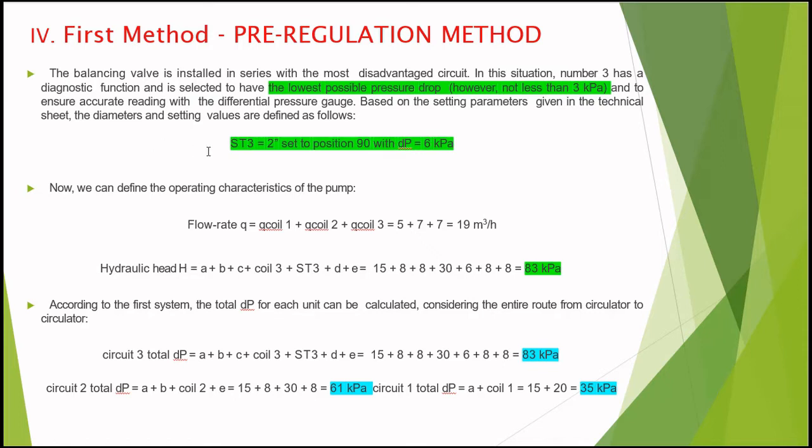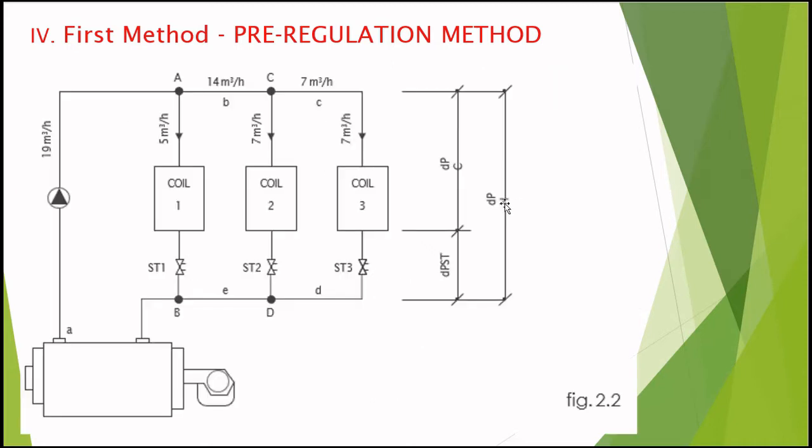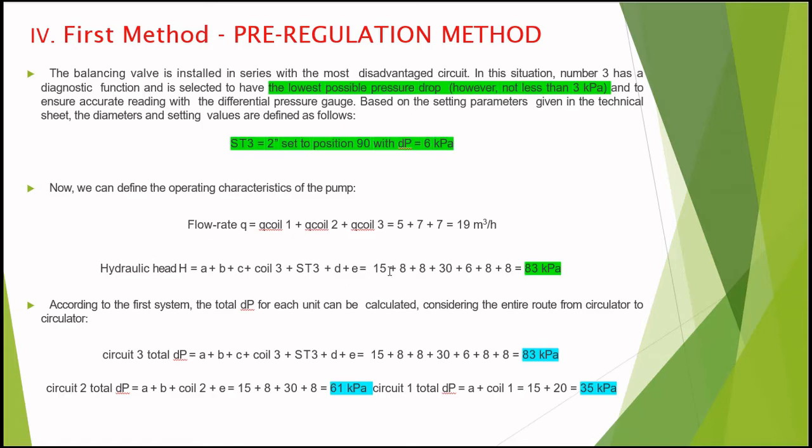Static balancing valve number 3 is 2 inch, set to position 90 with dP 6 kPa. So we will consider this static number 3, 2 inch with setting 90 and dP 6 kPa. So considering this, flow rate Q, total flow. Now we can define the operation characteristic of the pump.